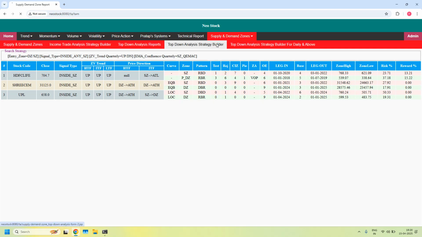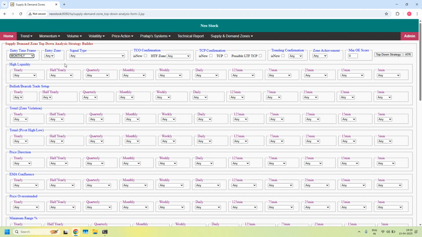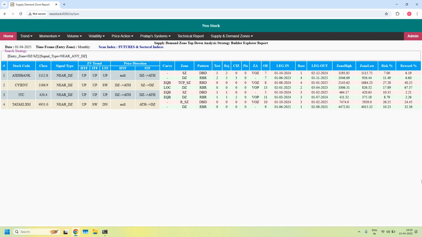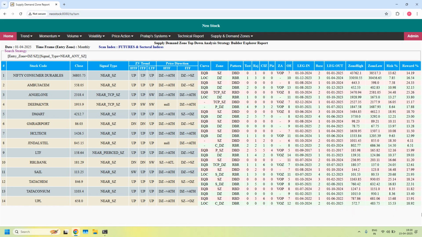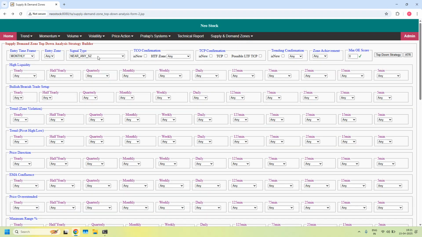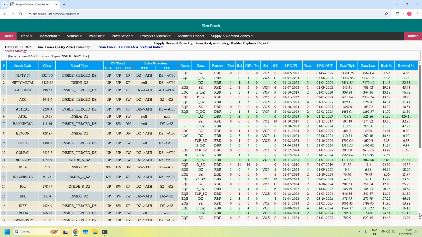Next time frame is monthly. Stocks near to the monthly demand zone, we got 4 stocks. Next, stocks near to the monthly supply zone, we got 14 stocks. Next, price closed inside the monthly demand zone, first 17 stocks in the list. Scrolling the list down.